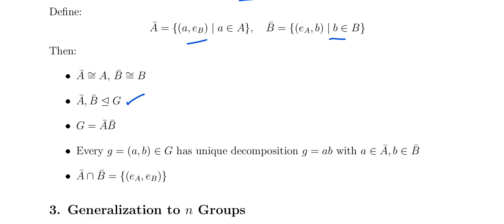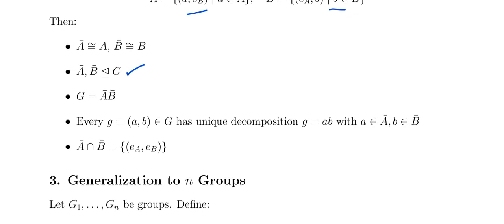Okay, these are very important points. And every element of G, G equal to (a, b), has a unique decomposition, G equal to AB with a belongs to A bar and b belongs to B bar. And the closure of A intersection, that is A bar intersection B bar, is equivalent to (eA, eB), which is the identity element corresponding to G.